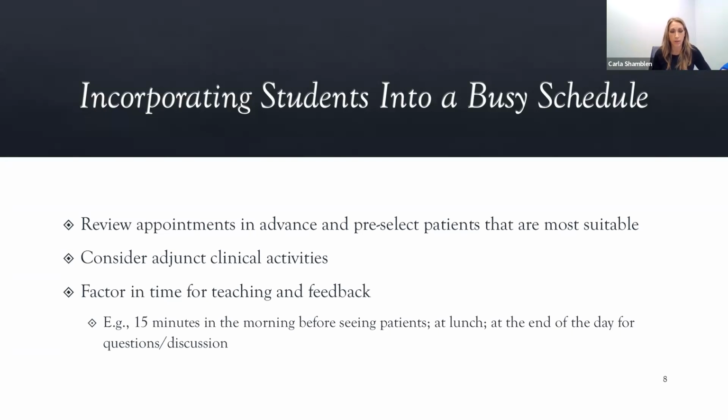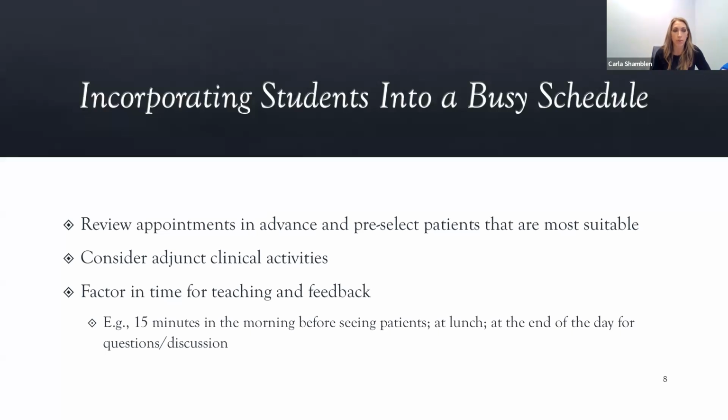So you can adjust what they're doing on a day-to-day or week-to-week basis so that they're getting exposure to these things and you're not feeling like they're burdening you and your ability to see patients from morning to afternoon. Factor in time for teaching and feedback.